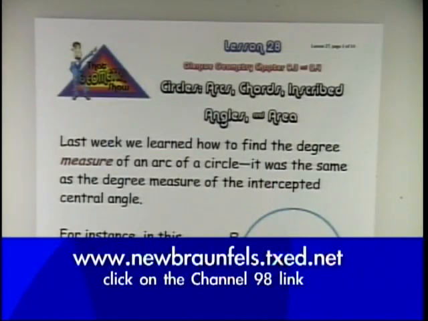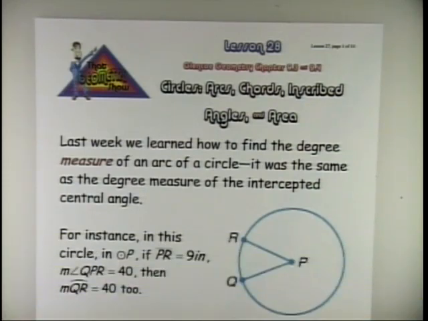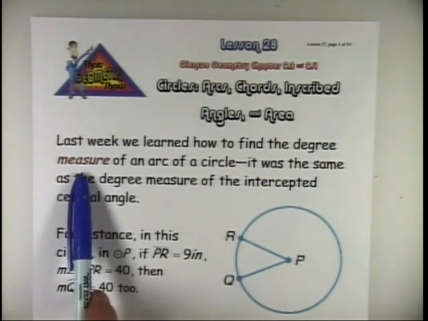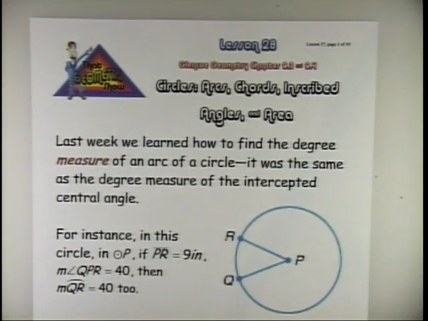Lesson 28 is all about circles, arcs, chords, inscribed angles, and we're going to look at area at the end. And if you've got your textbook in front of you, you want to turn to chapter 9.3 and 9.4. Now last week we did look at circles, and we learned how to find the degree measure of an arc. And the degree measure was different from the length of an arc. And that's what we're going to look at today.